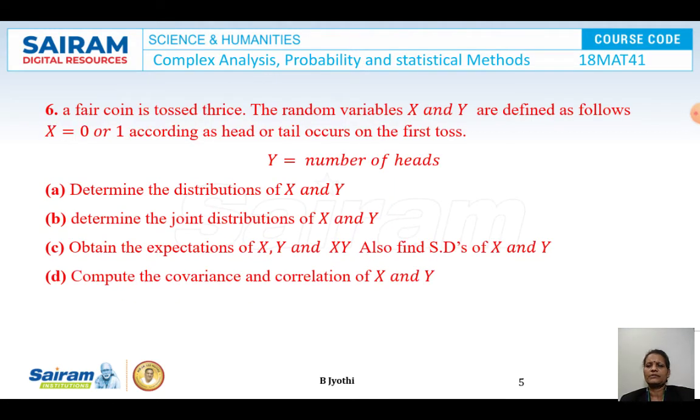Next problem. A fair coin is tossed thrice. The random variables x and y are defined as follows. X is equal to 0 or 1 according as head or tail occurs on the first toss, and y is the number of heads. Determine the distributions of x and y, and also determine the joint distribution of x and y. Obtain the expectations of x, y and xy. Also find the standard deviations of x and y. Compute the covariance and correlation of x and y.